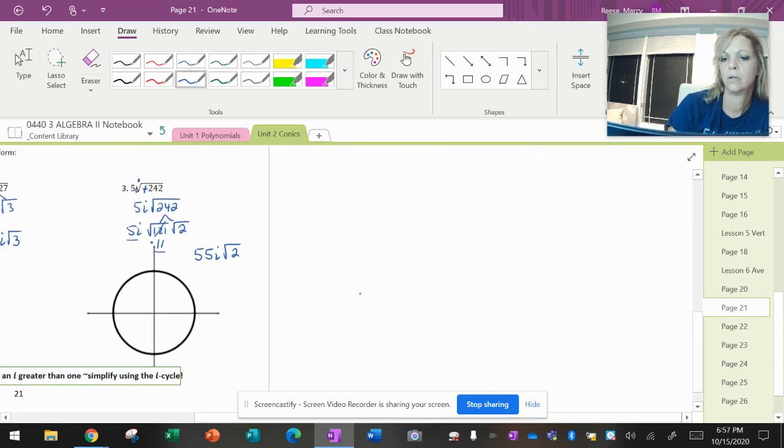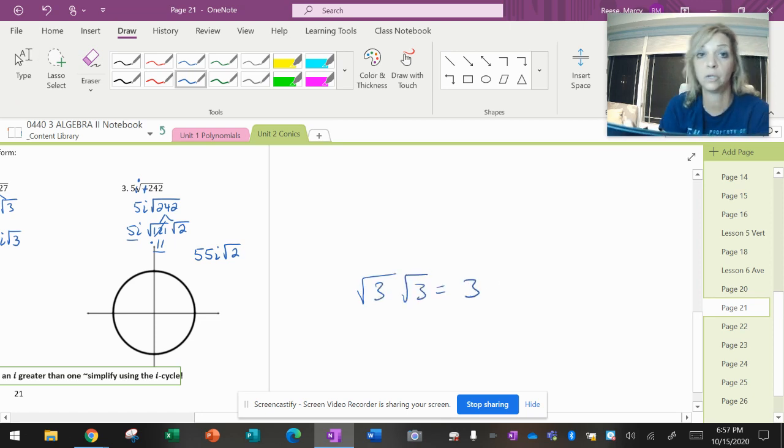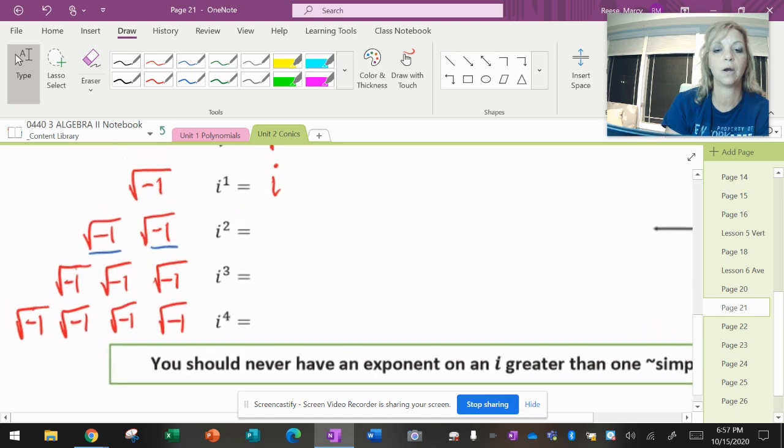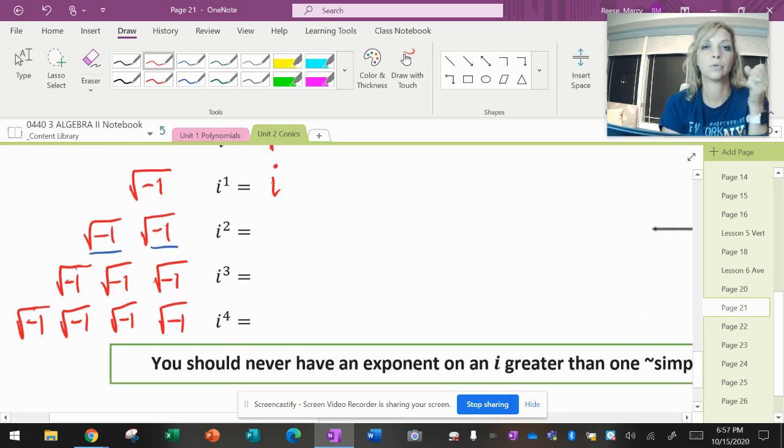Let me do it over here. What's the square root of 3 times the square root of 3? Isn't it just 3, right? Because that really means 3 times 3 is 9, and I created a perfect square, and the square root of 9 is 3. Well, when I'm here, I have an i squared, which means the square root of negative 1 times itself. Well, when you multiply something times itself underneath the square root, it should just come out of the square root, which means it's left to be negative 1.